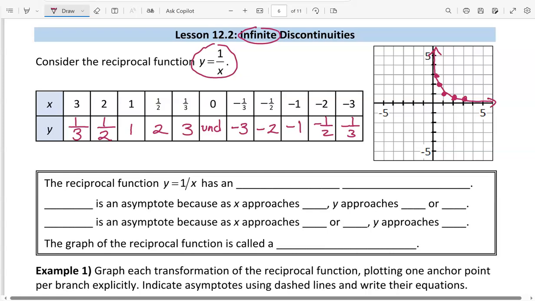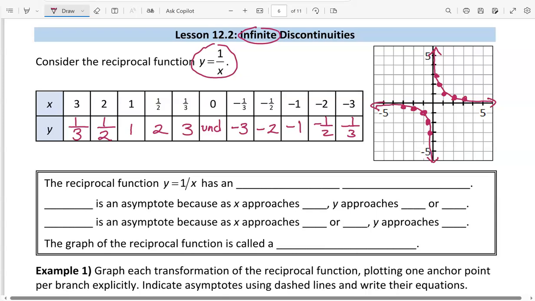And the same is going to be true when x is negative. When x is negative 3, y is negative 1/3. When x is negative 2, y is negative 1/2. Negative 1, comma negative 1, negative 1/2, comma negative 2, and negative 1/3, comma negative 3. And that's going to produce a very similar looking graph, but in the third quadrant.